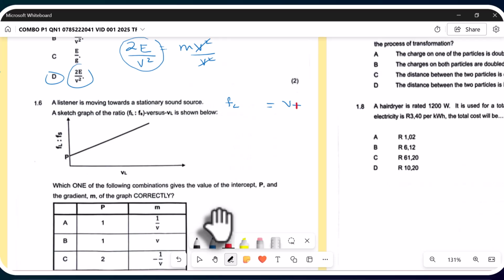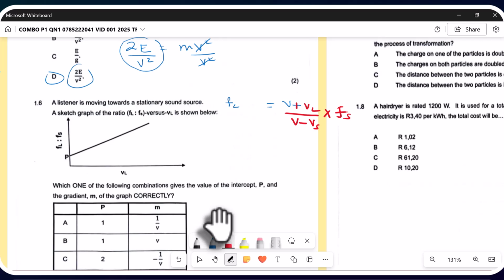So it's of the form y equals mx plus c. Now in my question, the intercept they call P, so my P equals 1, and then the gradient M here.